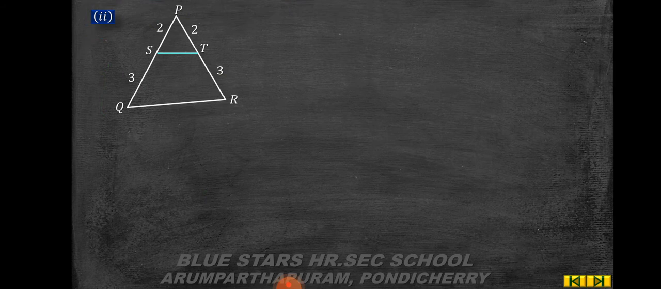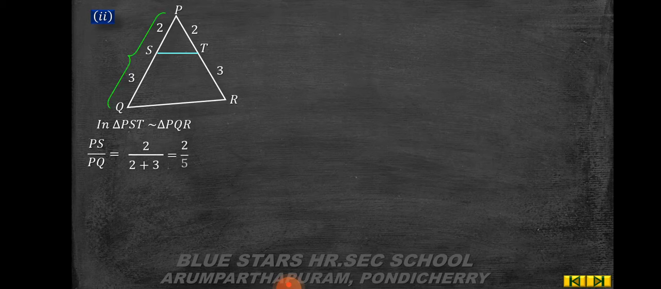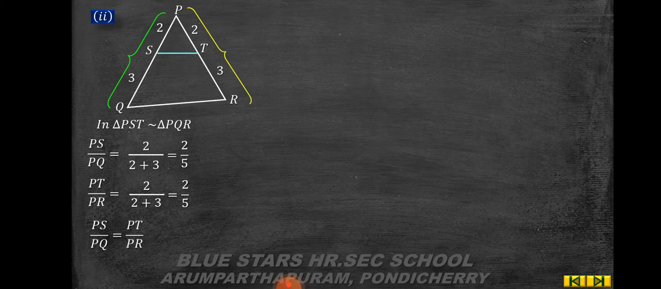Second subdivision. So in triangle PST and triangle PQR, PS by PQ is equal to 2 divided by PQ value, which is 2 plus 3 is 5, which is equal to 2 by 5. Next, PT by PR is equal to 2 divided by 2 plus 3, which is also 5. So which is equal to 2 by 5. Therefore, PS by PQ is equal to PT by PR. And angle P is common. By side angle side similarity, triangle PST is similar to triangle PQR.